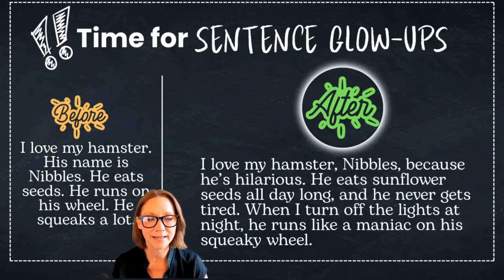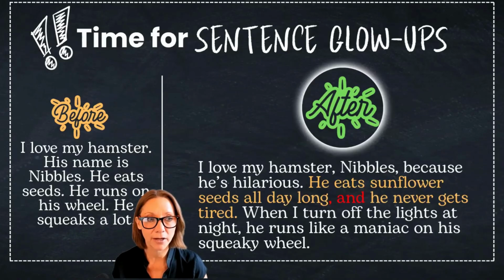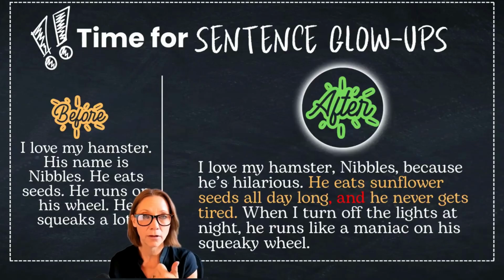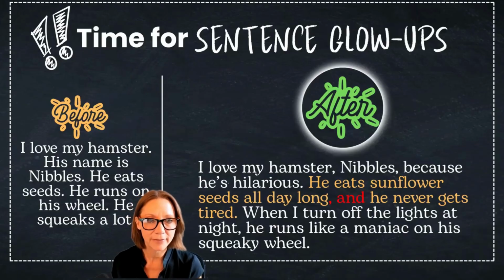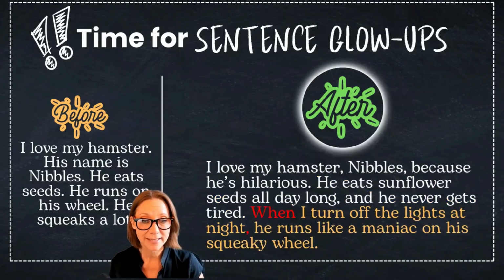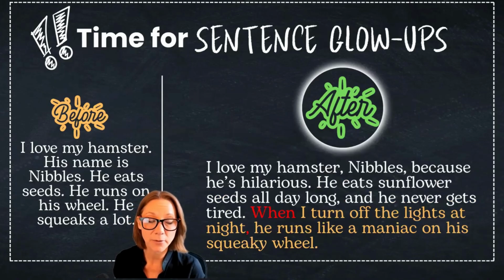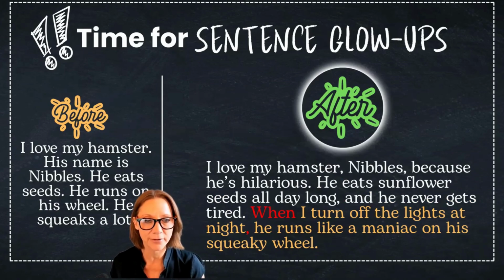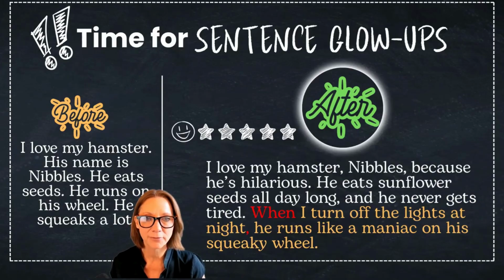So in this one, let's kind of break this down. We have a compound sentence here where we have he eats his sunflower seeds all day, a complete thought, comma, and there's your glue. He never gets tired, another complete thought. And then towards the end here, it says, when I turn off the lights at night, he runs like a maniac on a squeaky wheel, comma. And it starts with a subordinating conjunction, or a subordinating clause there. Yay, your reader is super happy with this. It's interesting. It's a mixture of all the different writing spices.